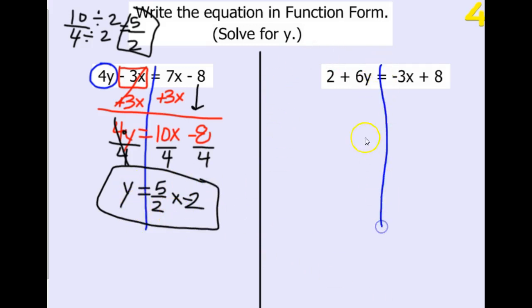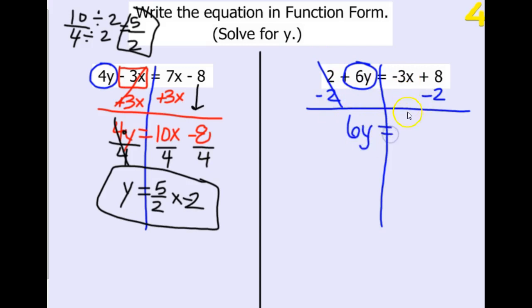Same thing here. Get y all by itself. First I'm going to get rid of this 2. I'm going to subtract 2. Notice I put it under the 8 because that's just a number. We can combine those. We can't combine the 2 with an x. So we have 6y. This 3x I just wrote again, negative 3x. And 8 minus 2 is 6.